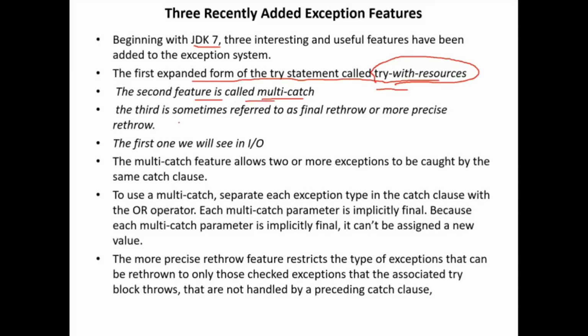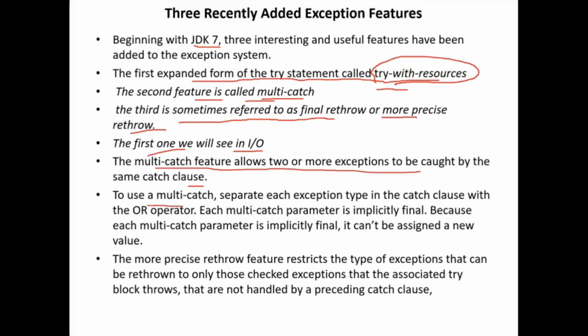And then the third is sometimes referred to as final rethrow or more precise rethrow. We will see that one later. The first one we will see in IO. In the IO concept we will see try with resource first. Multi-catch features allow 2 or more exceptions to be caught by the same catch clause.